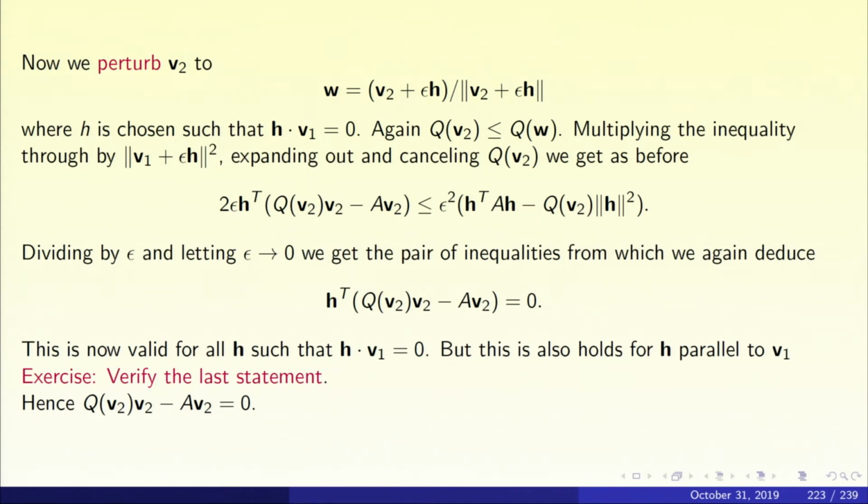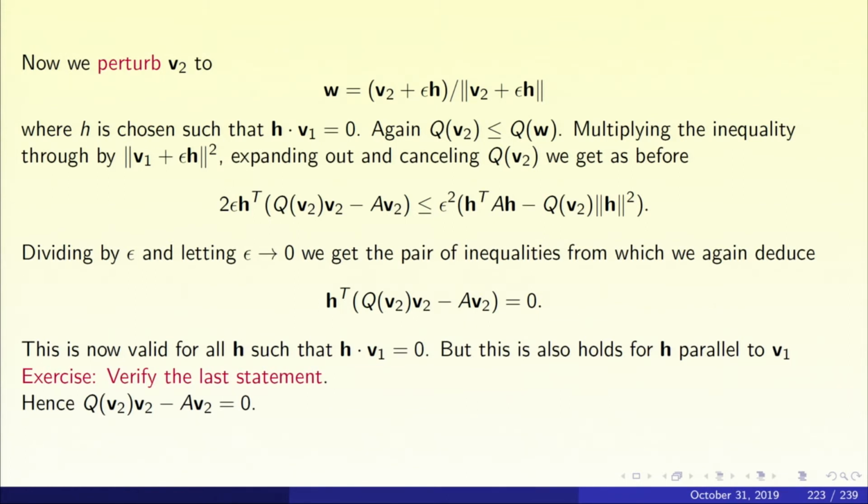Divide by epsilon and let epsilon go to 0. But epsilon can go to 0 through positive values or through negative values. We will get two opposite facing inequalities. Together it will become an equality. What happens to that equality? H transpose times (Q of V2 times V2 minus A V2) equal to 0. But now this is valid not for all H but only for H such that H dot V1 is 0.